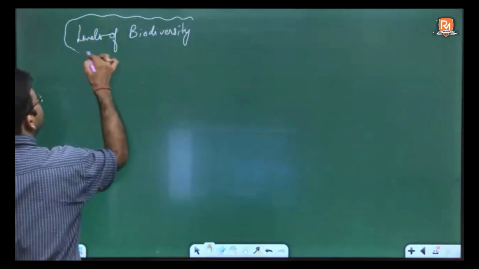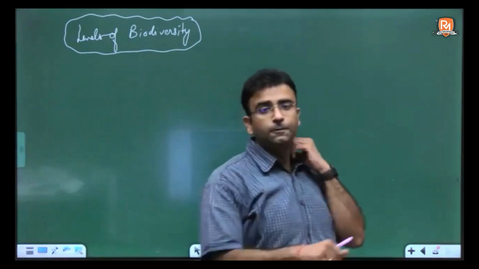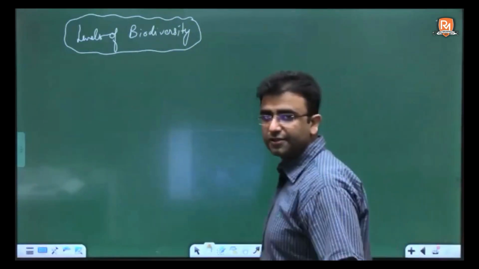Now we'll look into levels of biodiversity. I'll just let you know about biodiversity hotspots also. Till that time, let's first complete the levels of biodiversity, and then we'll take up the concept of biodiversity hotspot. Biodiversity hotspot is related to conservation efforts, and we are going to take care of that in a couple of minutes. First, understand the biodiversity, and then we'll discuss the threats.